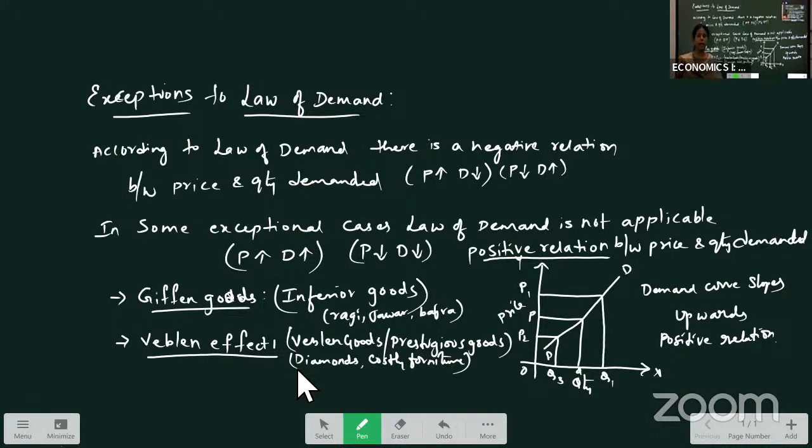So when we consume any commodity for social status, if the price decreases, we feel that other people may also purchase the goods. So there is no status to show off there. That is the reason we reduce the demand. We don't want to buy that one. So demand decreases when price decreases. It is also against our law of demand here.